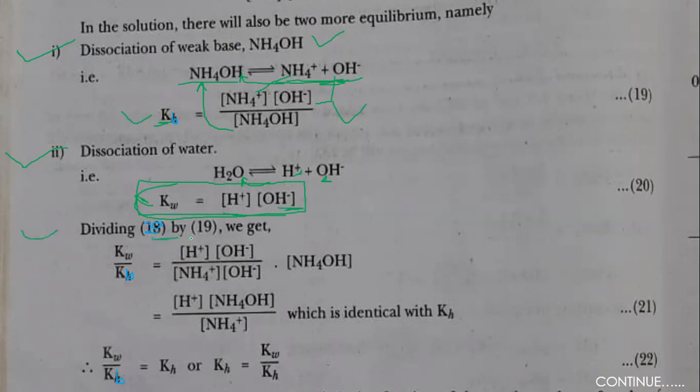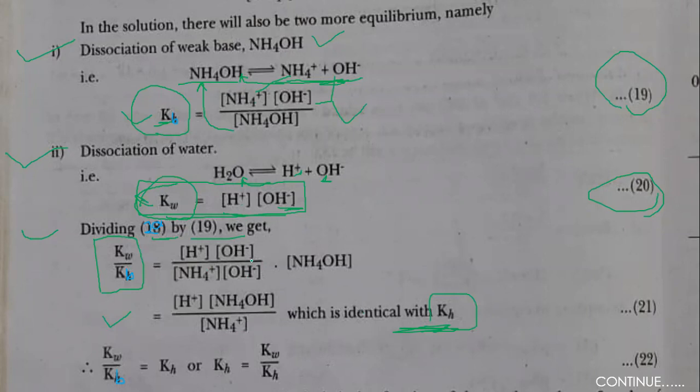Now see what happened here. Divide equation 20 by 19. This equation is divided by this equation. Kw upon Kb. Here it is, Kw upon Kb. What is the equation? Kw upon Kb, that is identical with the Kh. Kw upon Kb is a scalar, so that is identical with the Kh.